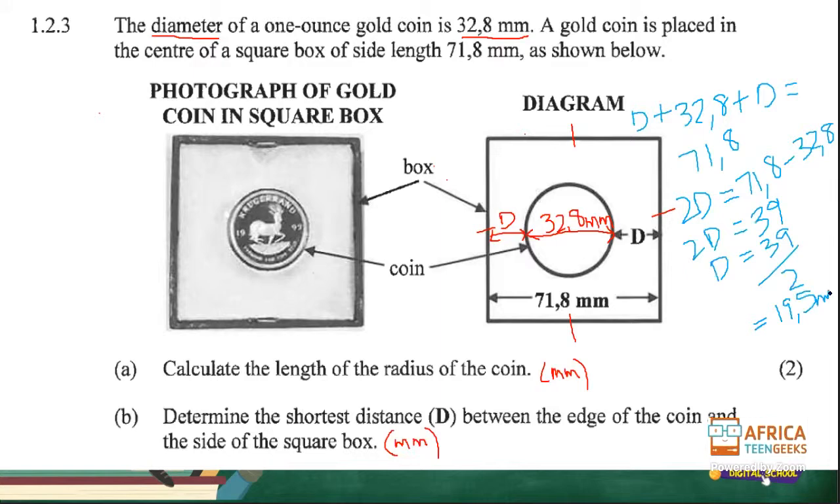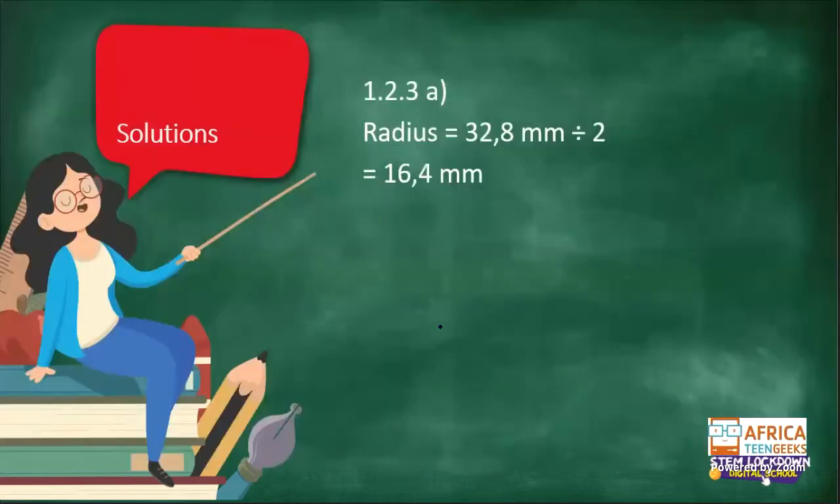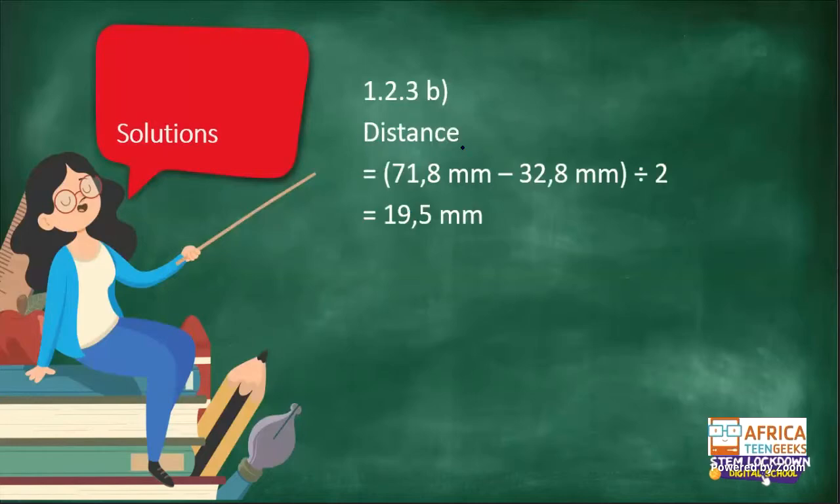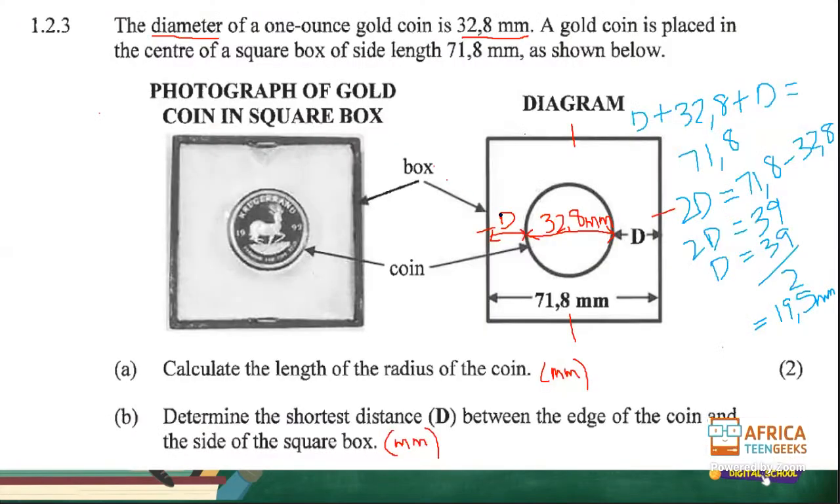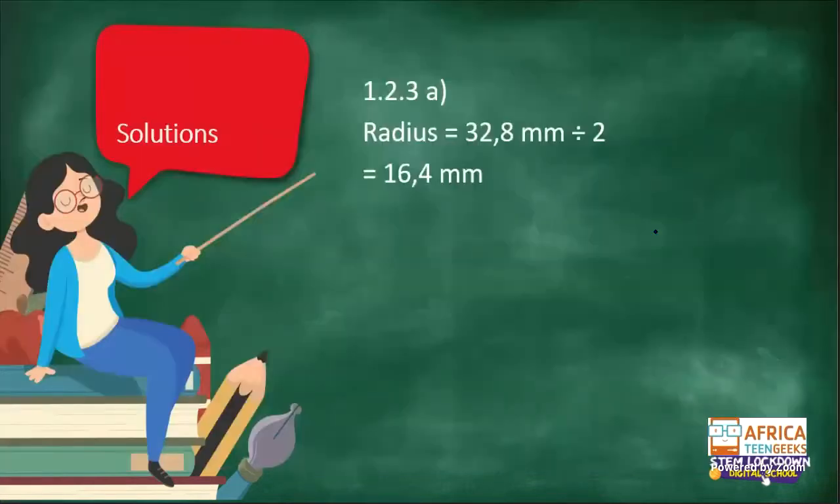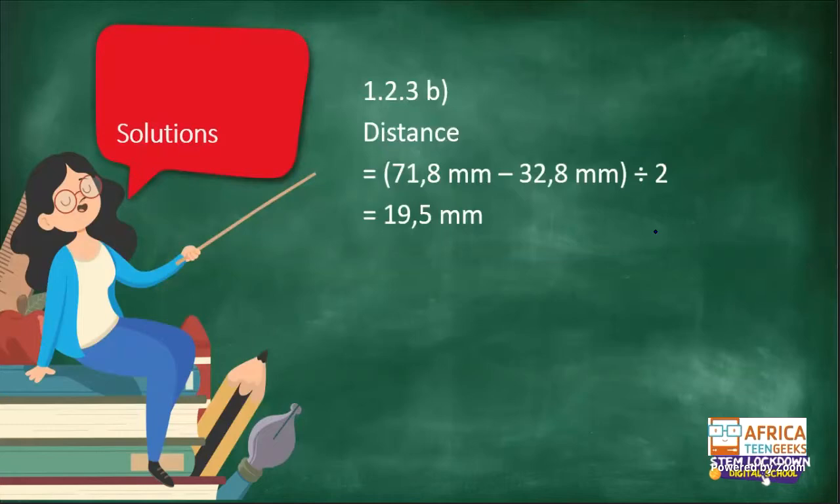19.5 millimeters. And the easier way is to basically say the distance D is equal to 71.8, which is the length of the box, minus the diameter, divided by 2, because there are 2 distances, one on each side. So the answer is 19.5 millimeters. So your answer is actually correct.